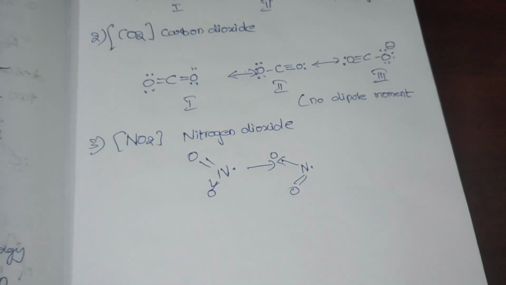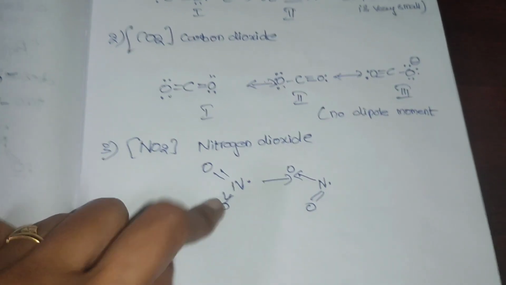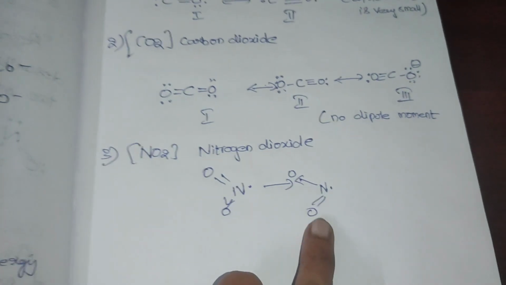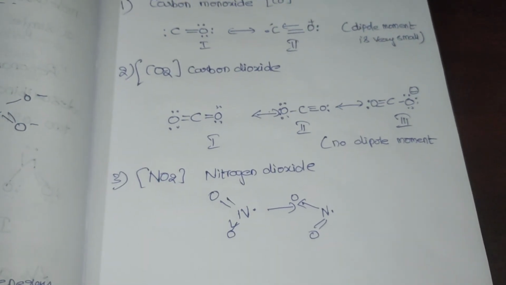Next, nitrogen dioxide: we can see N here with a double bond and a single bond, and here a single bond and a double bond, like this. Two resonance structures are possible with nitrogen dioxide.